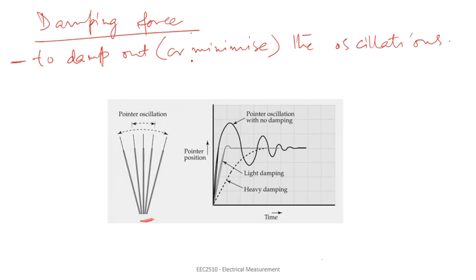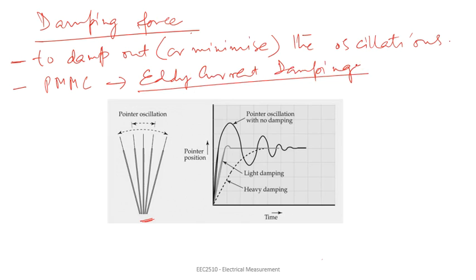This damping force must be present only when the coil is in motion, so it must be generated by the rotation of the coil. Normally in PMMC type instrument, which we will discuss later on, the damping force is usually provided by eddy current. That method is called eddy current damping.